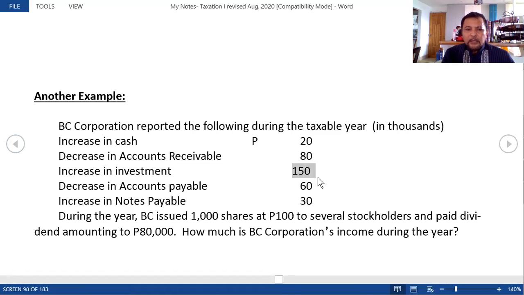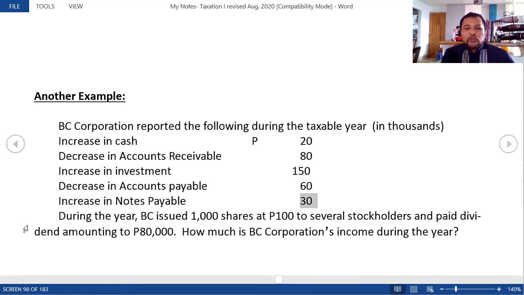So this is added. Then a decrease in accounts payable. This results in an increase in the net worth, because this is accounts payable, so it increases the net worth. Then an increase in notes payable. It's a liability, therefore it decreases the net worth.